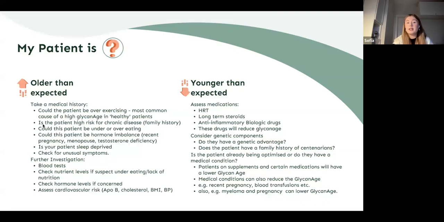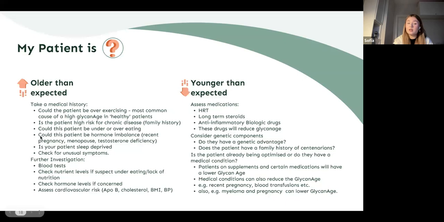Another question we would ask, is the patient high risk for any chronic disease? And we would first take that for family history. Another question is, could this patient be under or overeating? So what's their nutrition levels like? So this is very important.